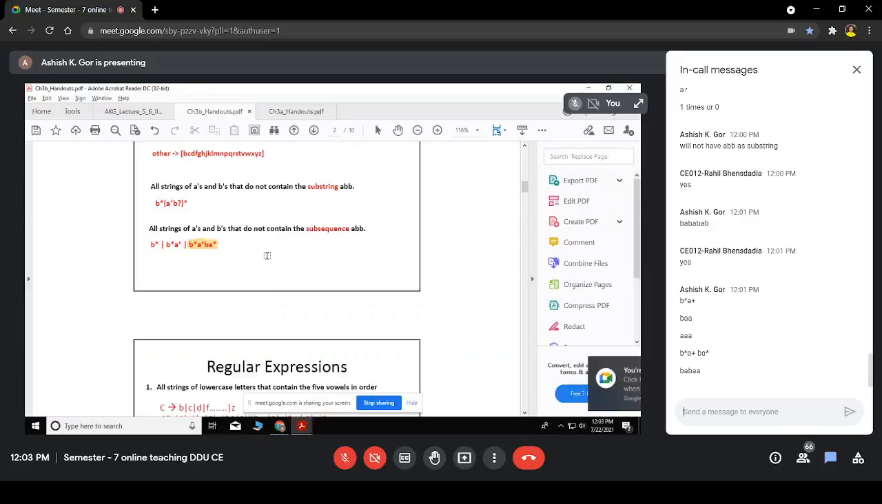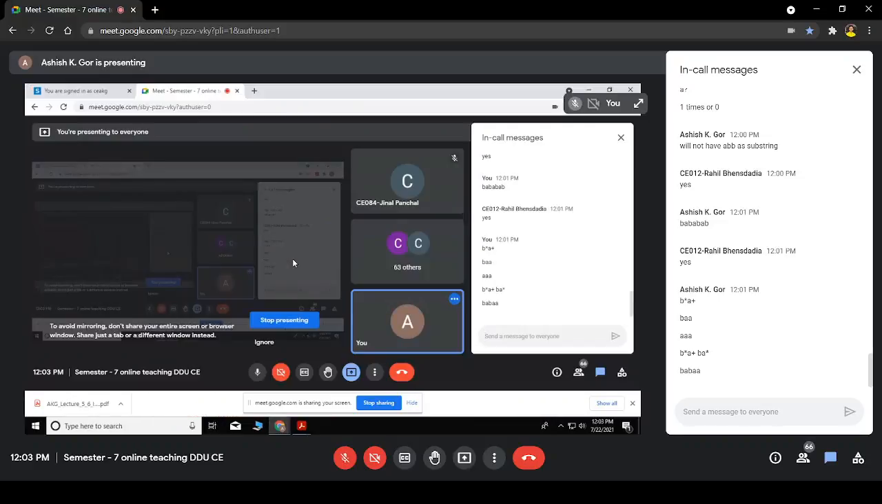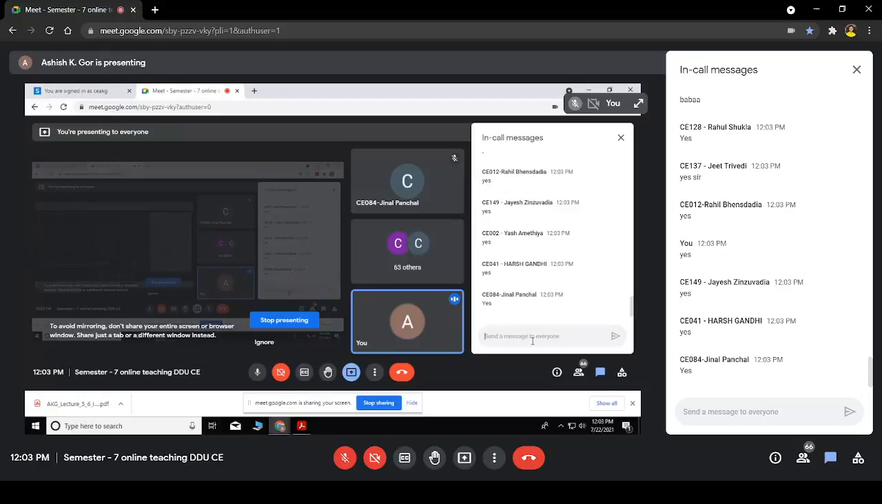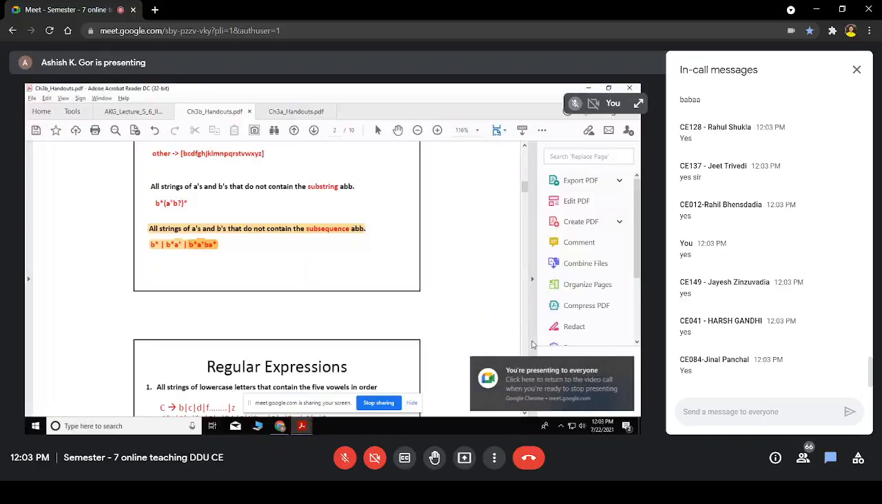I hope everybody is clear. B star, B star A plus, B star A plus BA star. These are the set of strings which do not contain subsequence ABB. Yes, Rahul, Rahil, Jinal, then Yash, Harsh. Is it okay or not? Yes. Okay, fine. Now let's move ahead.